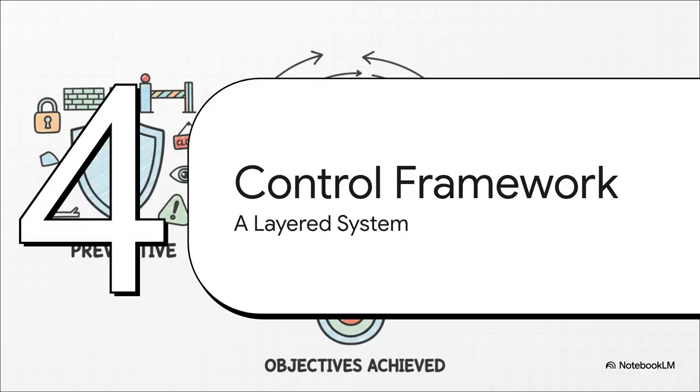So, the bottom line here, the really crucial takeaway, is that a strong internal control framework isn't about choosing one type over the other. It's about building a tough, layered system that uses all three, preventative, detective, and corrective, to protect the organization from every possible angle.